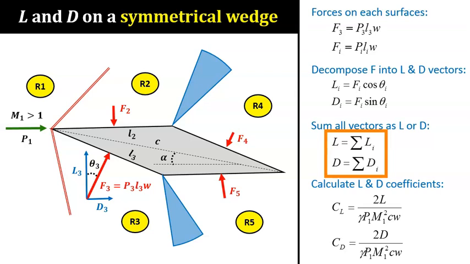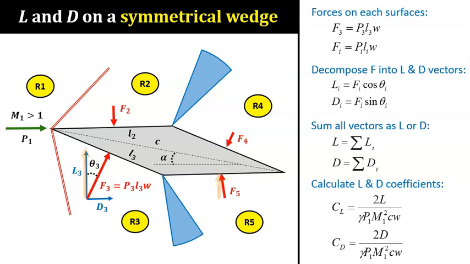So we have the total lift to equal L2 plus L3 plus L4 plus L5, and the total drag to equal D2 plus D3 plus D4 plus D5. But please note that these lift and drag forces are vectors, so you need to add them vectorially. What does that mean? It means you have to take into account the signs of the vectors.